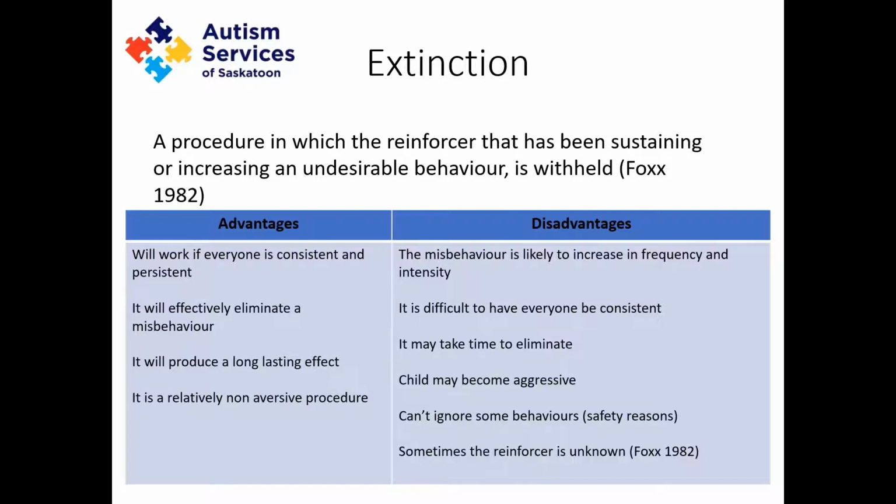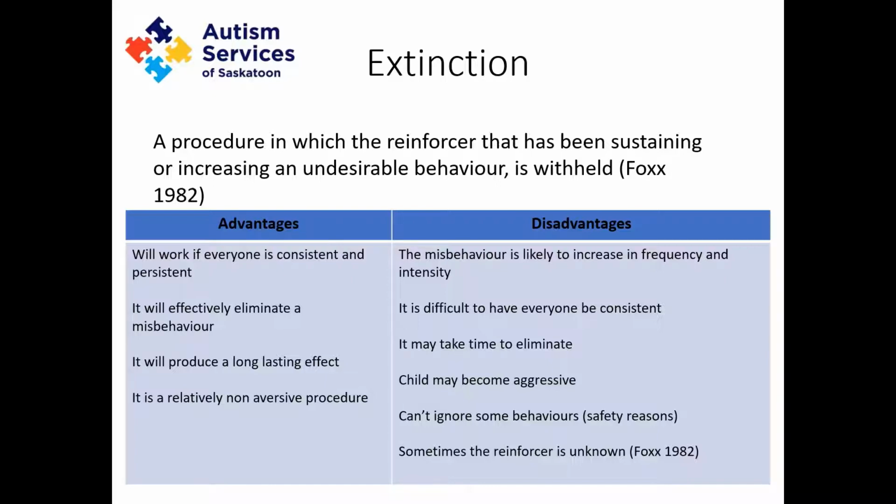If we wanted to change that, we would withhold that reinforcer and maybe just take them away from that activity. So when we change our response, often the child gets confused and there is a big change that comes with that behavior, and often it's called extinction. The advantages of this are it will work if everyone is consistent and persistent. When we are implementing a new behavioral strategy, consistency and being persistent is so important. It will effectively eliminate a misbehavior, it produces a long-lasting effect, and it's a relatively non-aversive procedure, right?